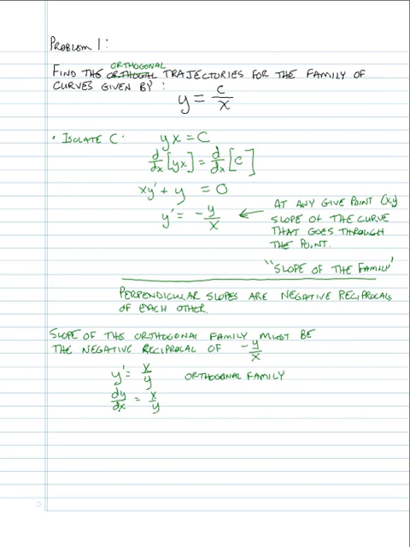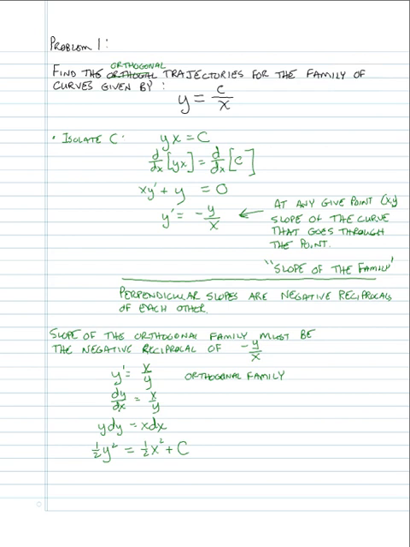And as we separate the variables, we end up with y dy is equal to x dx. Now, as we integrate both sides, we end up with 1/2 y squared is equal to 1/2 x squared plus our constant of integration that we've gathered to one side.